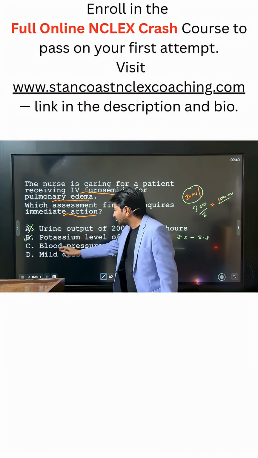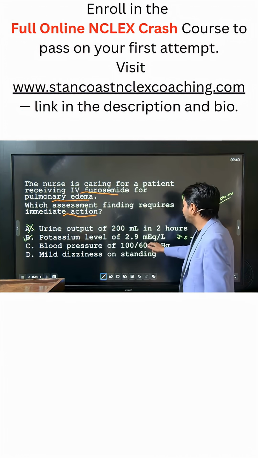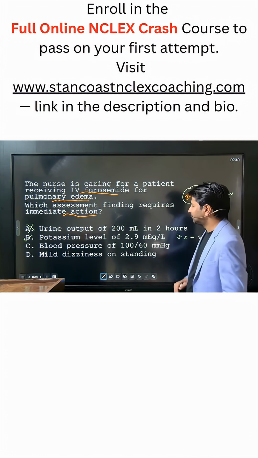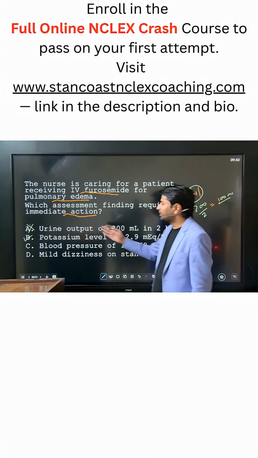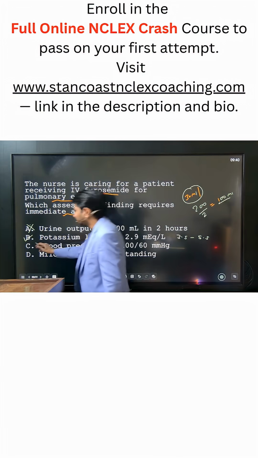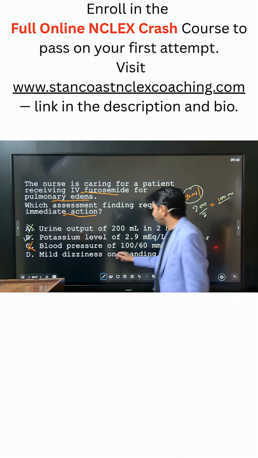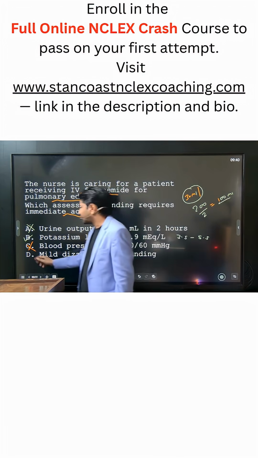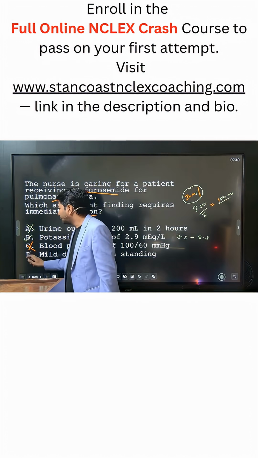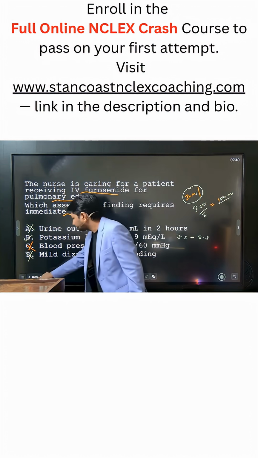The next option, a blood pressure of 100 over 60 millimeters of mercury, is a bit on the lower side, but it doesn't require such immediate action from us. So this will also be wrong. Mild dizziness on standing. When the patient stands up, they feel dizzy. This can happen when a patient is taking furosemide, but we don't need to take immediate action here, so this is also the wrong answer.